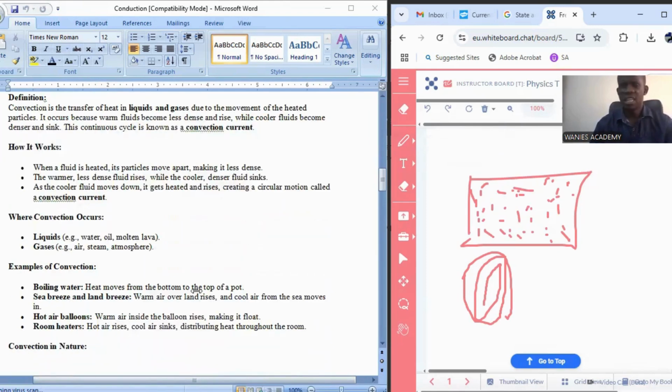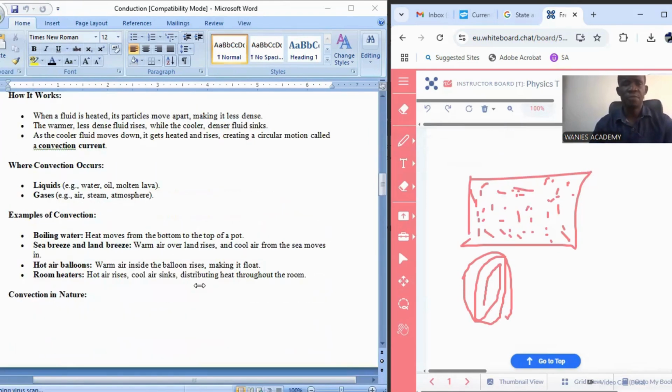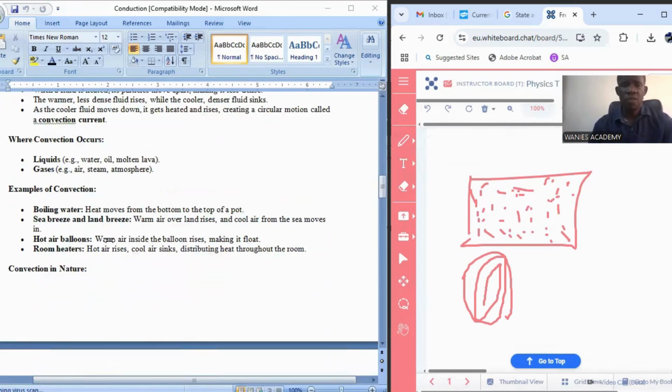Now, where do we see this happening? We see it in fluids, like liquids, water, oil, molten lava, and in gases like air, steam, and the atmosphere. Now, examples of convection. When you boil water, heat moves from the bottom to the top of a pot.